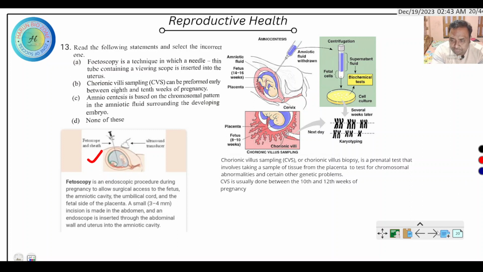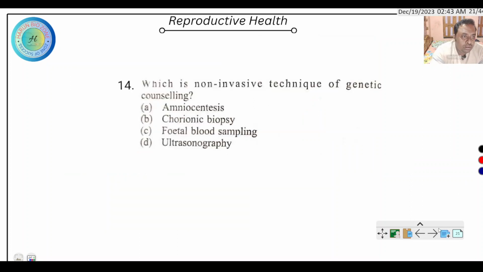Next question: which is a non-invasive technique of genetic counseling? What is the meaning of genetic counseling? Genetic counseling means determining whether the embryo is affected by any genetic disease or not. This genetic counseling is done by fetoscopy, amniocentesis, and chorionic villus sampling.